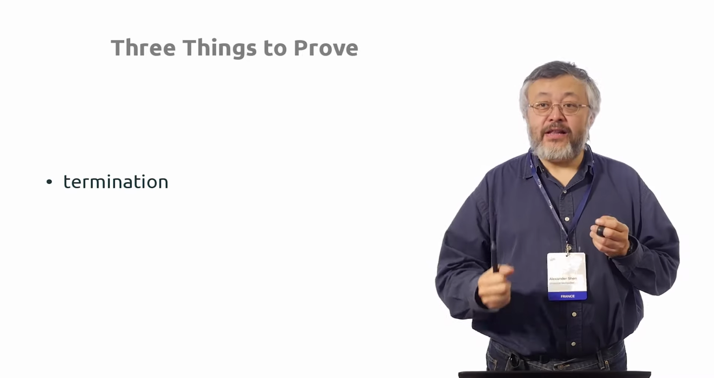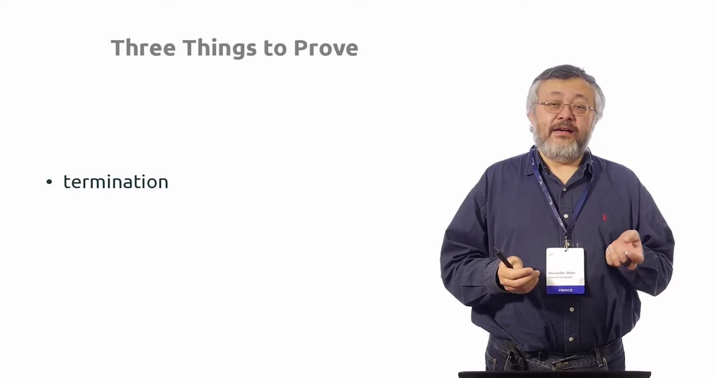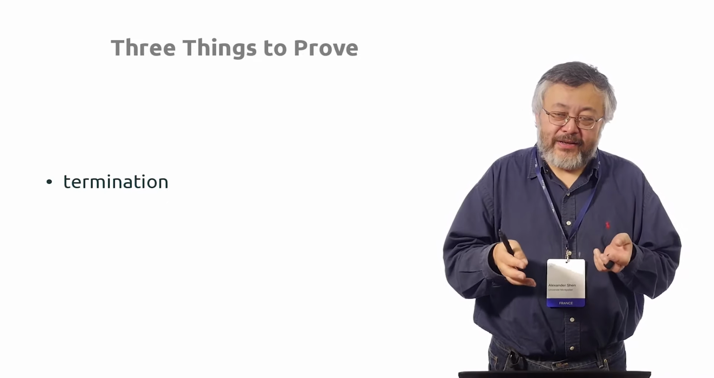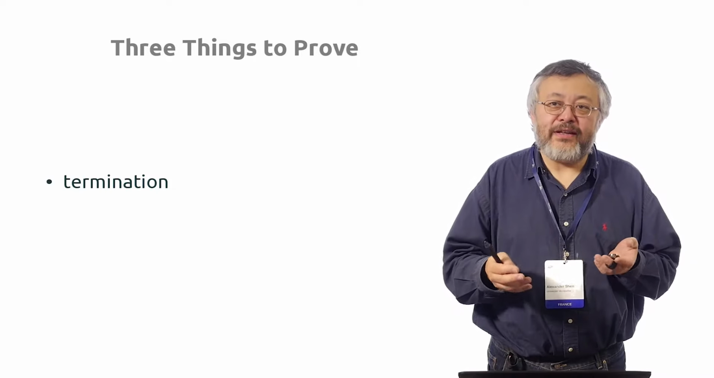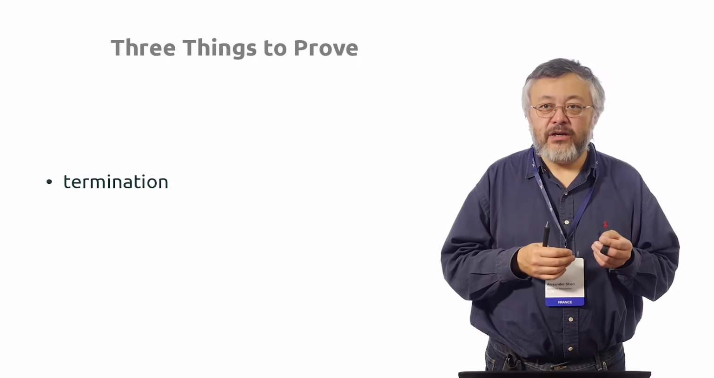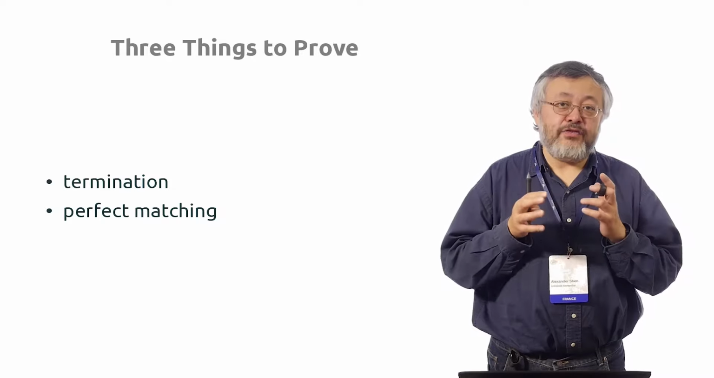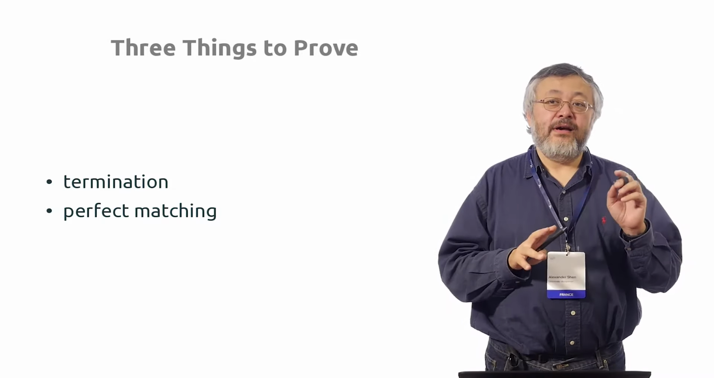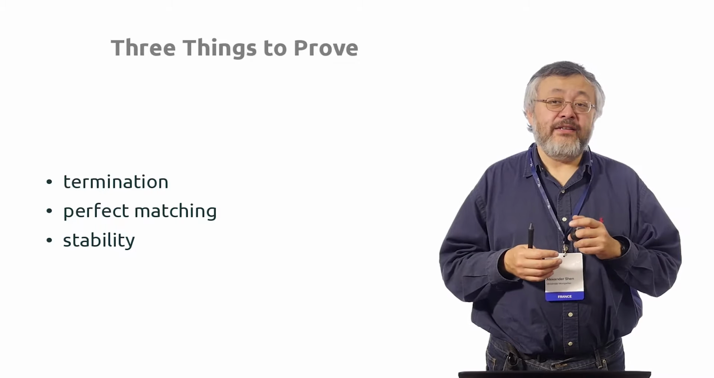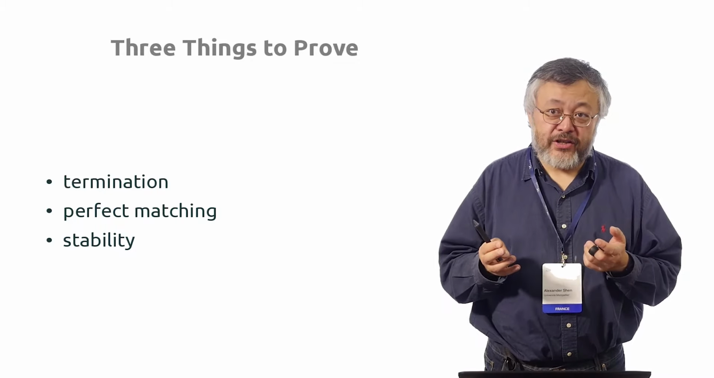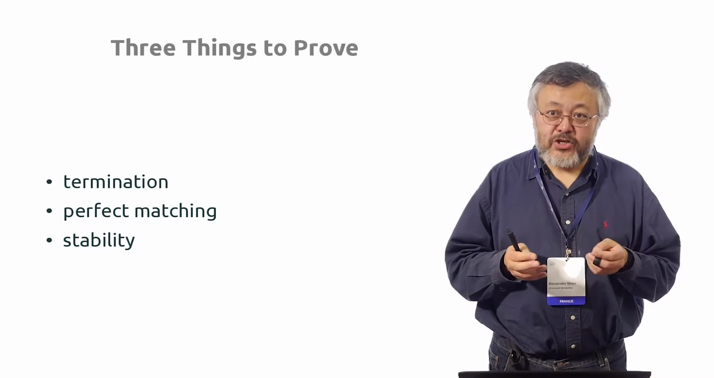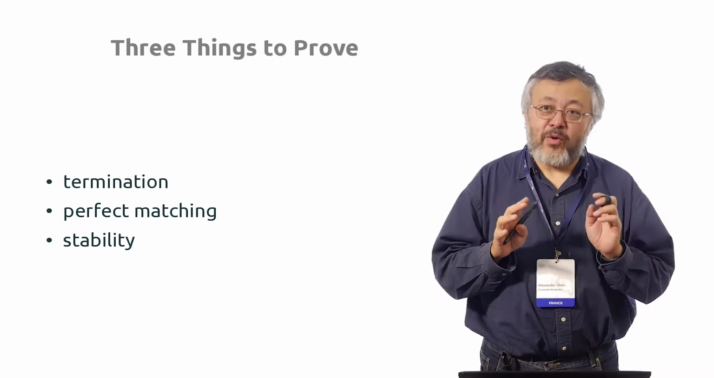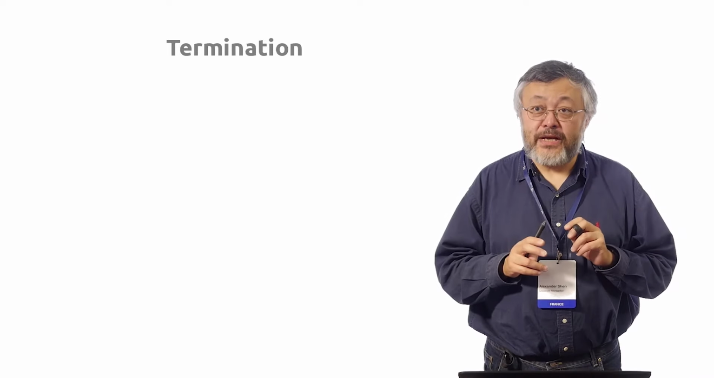First, we need to prove that the algorithm terminates. Who knows, maybe it will continue indefinitely, and then we don't have a final matching. Second thing is that at the end of the algorithm, we do have a perfect matching, that everybody is paired. And the third thing is stability, that what we get as a perfect matching in the end is really a stable matching. So we need to prove three things, and we will do it one by one. So let's start with termination.